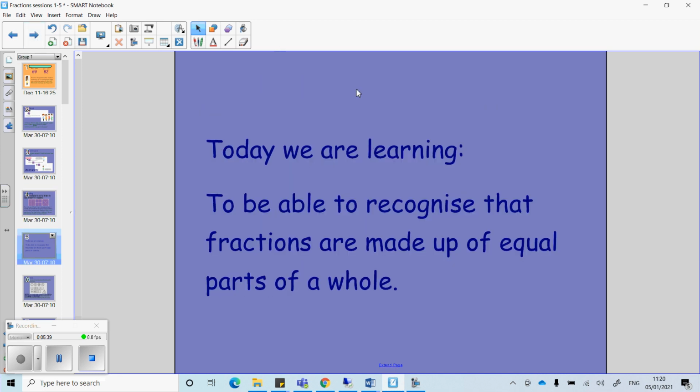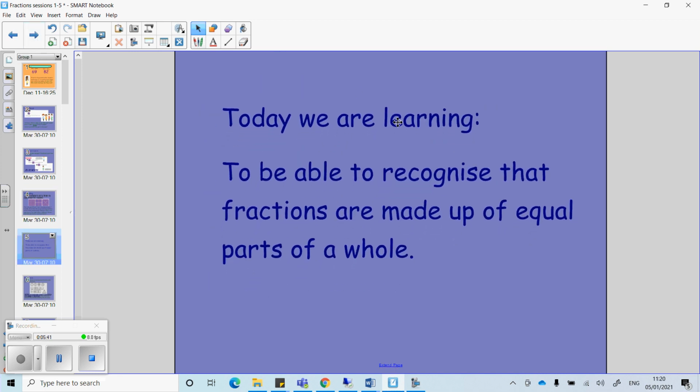And now we're going to think what we are actually learning about. We're learning to be able to recognize that fractions are made up of equal parts of a whole. Now, this doesn't mean whole like a hole in the ground. It means whole like a whole cake or a whole pizza in total.